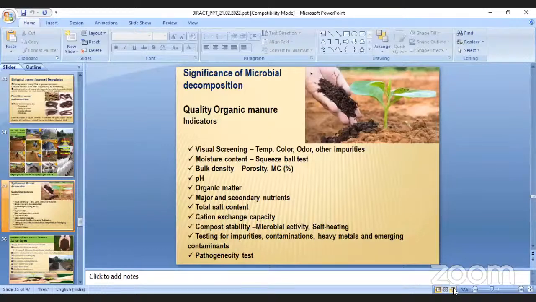Then organic matter content, it is rich in organic matter. Then if you test it for other macro and micronutrients, it is also very rich. Then total salt content is also very handsome. Then cation exchange capacity is very good. Then compostability and microbial activity. So we can test the microbial activity. We can test the different kinds of functional categories of microbes in compost, like phosphate solubilizers, nitrogen fixers, cellulose decomposers, then other beneficial or antagonistic species and actinomycetes. Then we can also test for impurities and contaminants, and it should be free of these things.